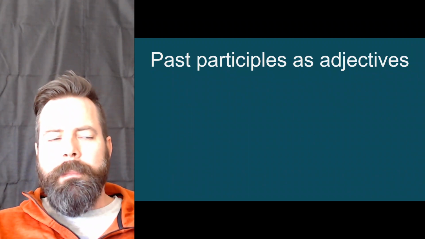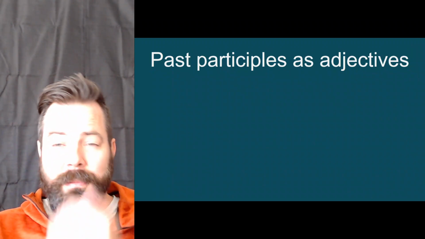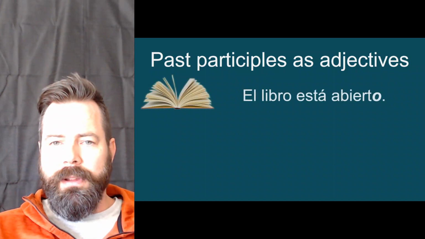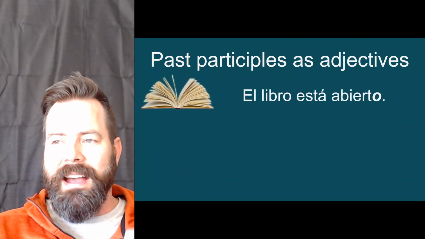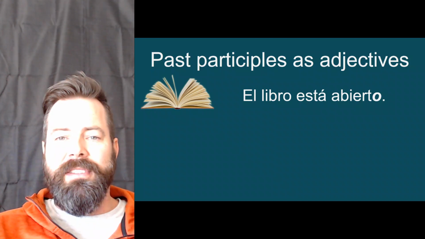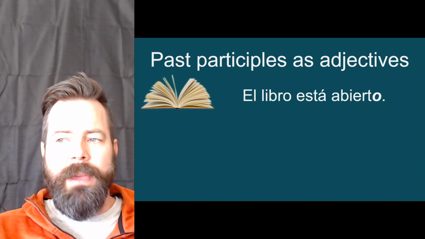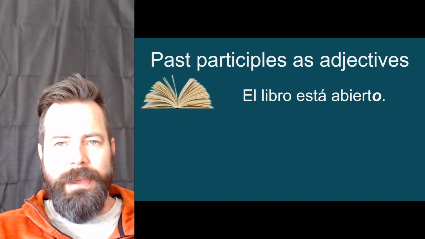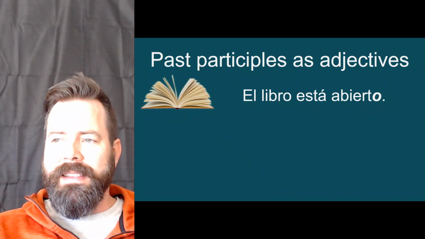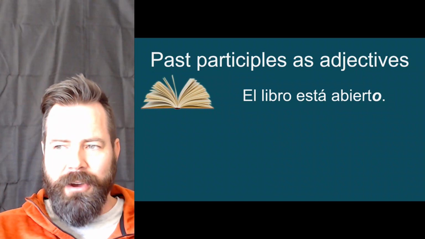You can use past participles as adjectives. It's very common to do that. For example, I could say el libro está abierto. The book is open. Okay, I'm describing that book. I could also say el libro abierto, the open book. El libro abierto. And so because it is a masculine singular noun, it would end in an O.